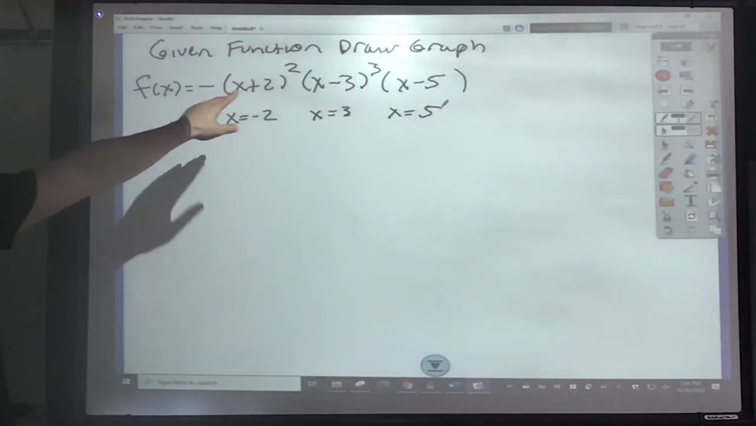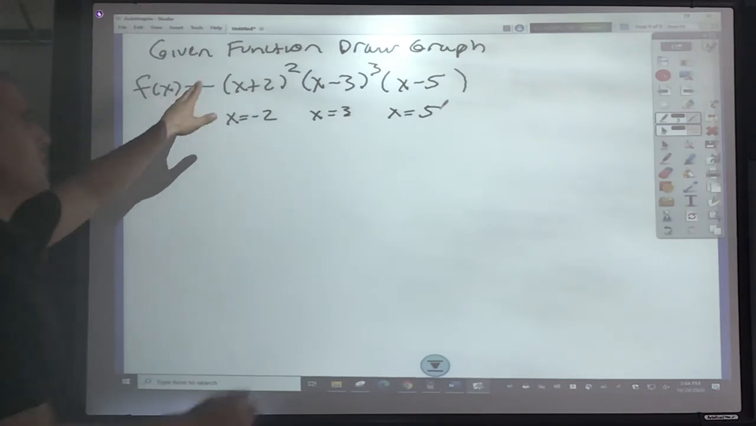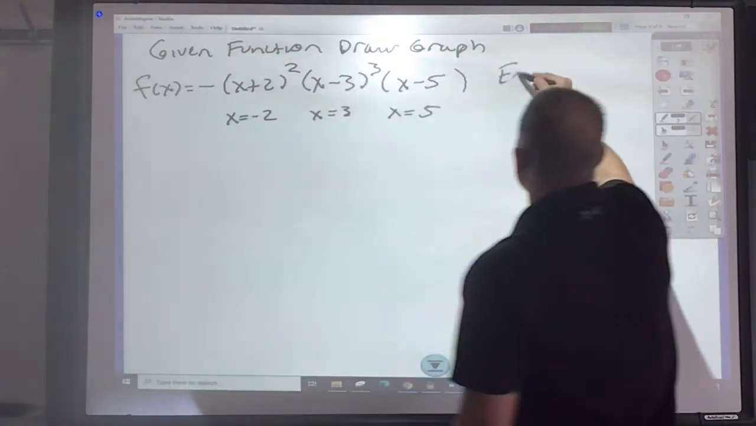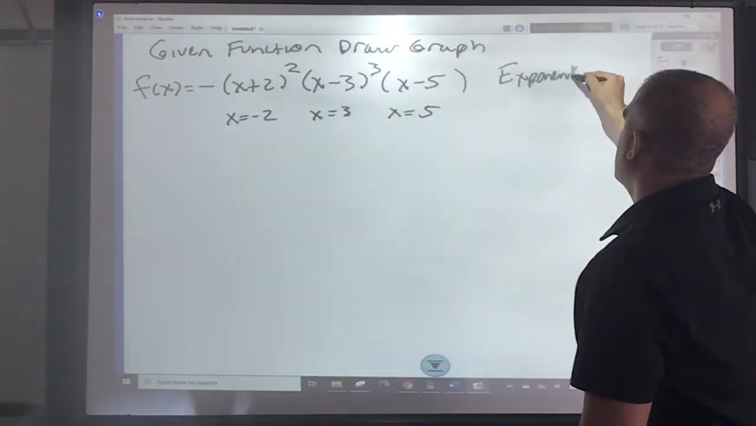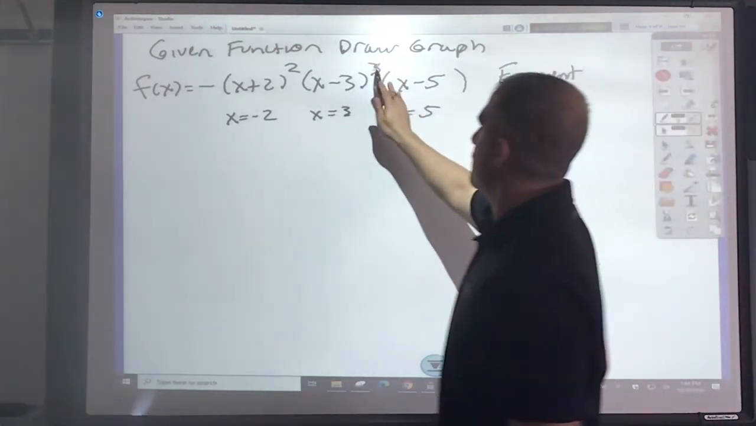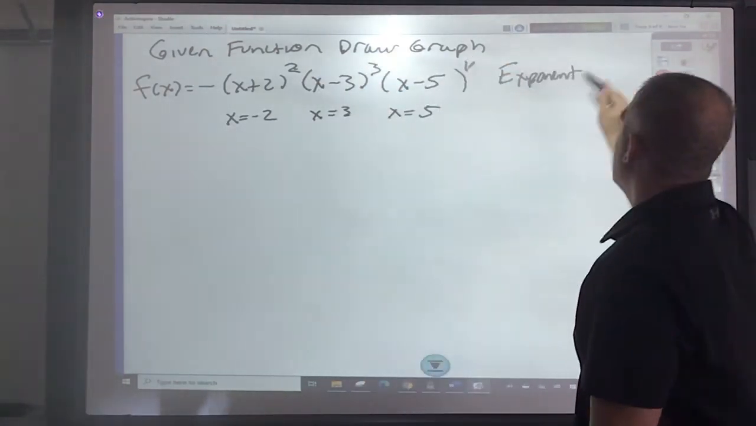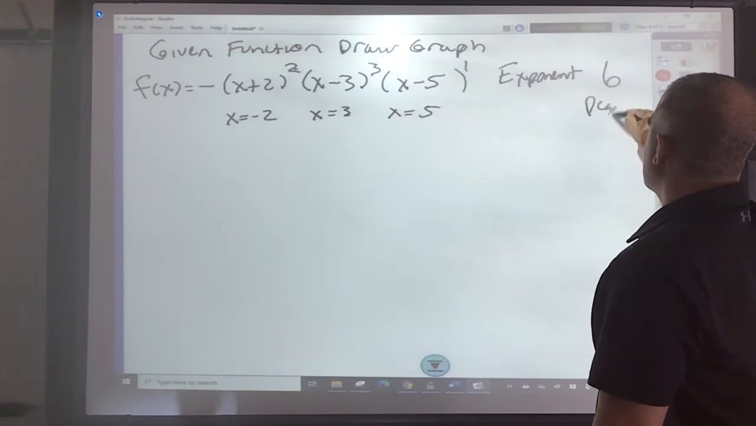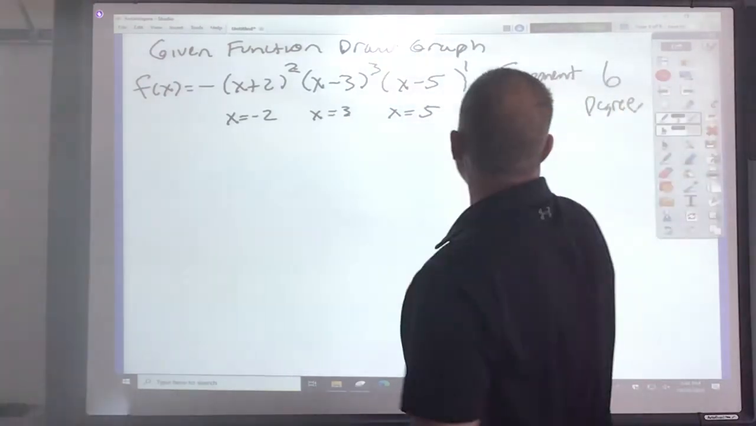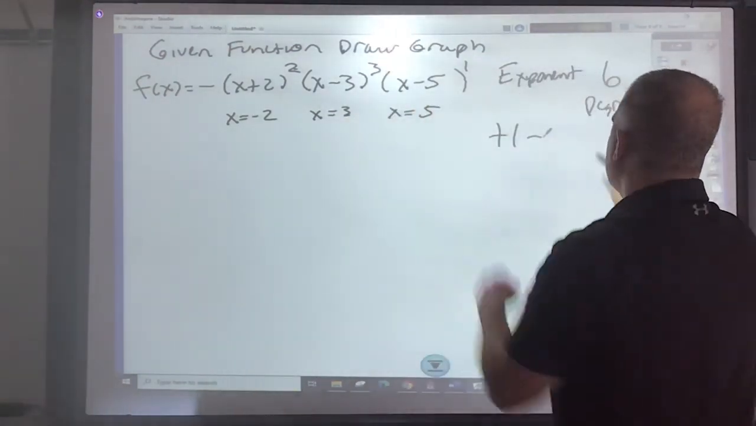We'll talk about the multiplicity. Since what you want to do also is look at the exponent. So the exponent here, I got 3, 2, and this is an exponent of 1. So I should have a degree of 6. I also want to look if it's positive or negative. In this case, it is negative.